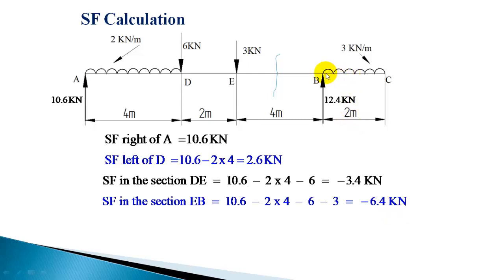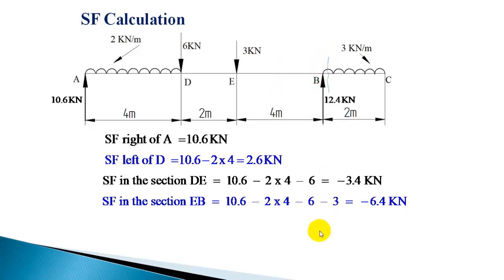Next section, UDL is acting. So immediately right of B you should calculate. Immediately right of B, the shear force including this 12.4, that reaction you should take. Okay, this reaction also you should consider because you are just away from B. So all these forces summation plus 12.4 will give the shear force here. So you have already summation of these forces here, minus 6.4 plus 12.4, so that will give 6 kilonewton.